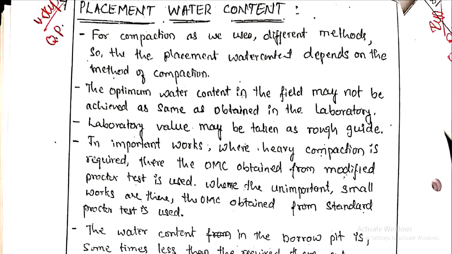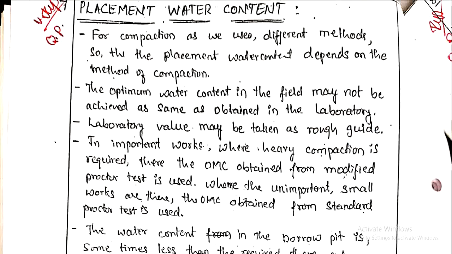For compaction we use different methods, for example tampers and rollers. The optimum water content in the field may not be achieved as the same as obtained in the laboratory. In the laboratory there might be different conditions, as well as in the field there might be different conditions, so both conditions are different. The optimum moisture content of the laboratory can't be exactly achieved in the field. So laboratory values may be taken as a rough guide.